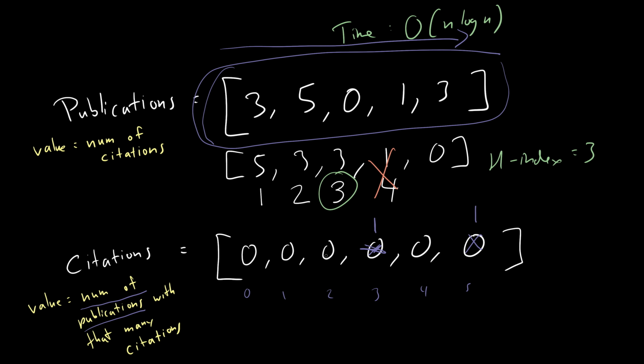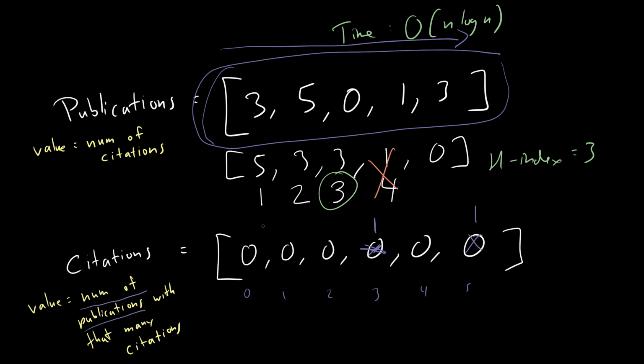And then in the end, the value will be the number of publications that have this many citations, right? So as you can see, the reason why I made 0 to 5 is because some publication can have 1 million citations, but we don't really care about that, because if we have 5 publications, the max H index you can get is 5. So we're just going to cap it at 5. So imagine if this number was 6, I would still put it here, at the index 5. So this doesn't matter.